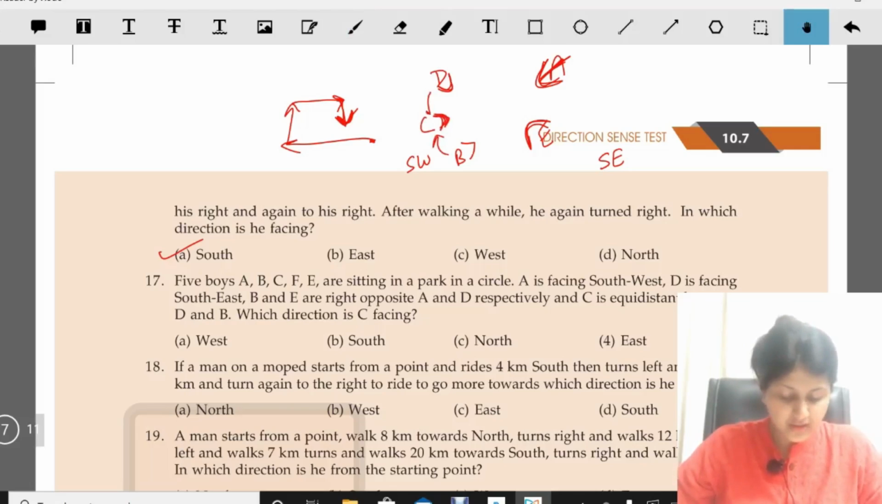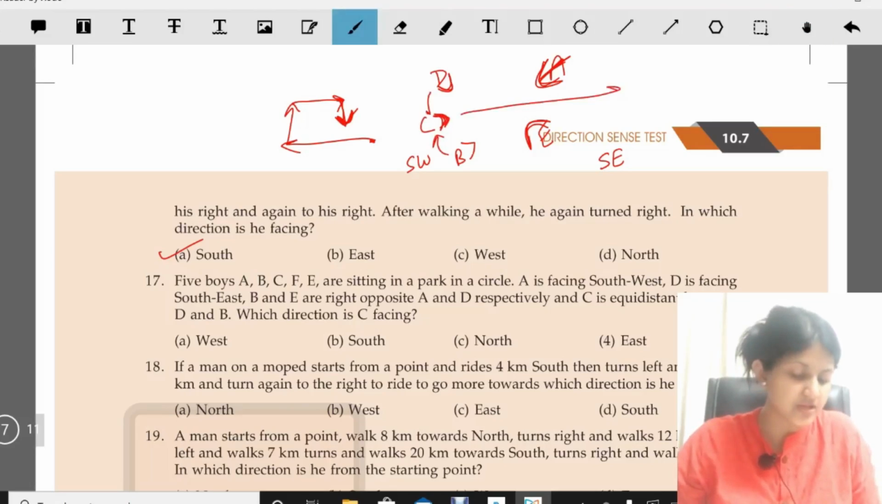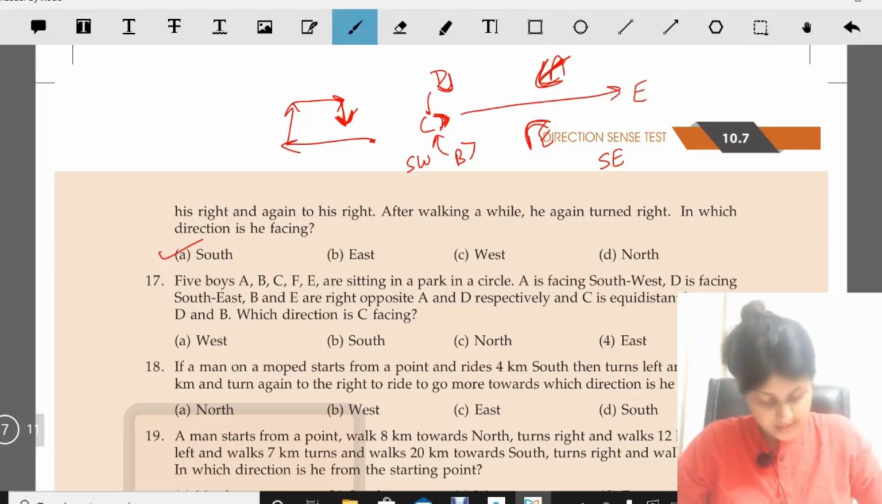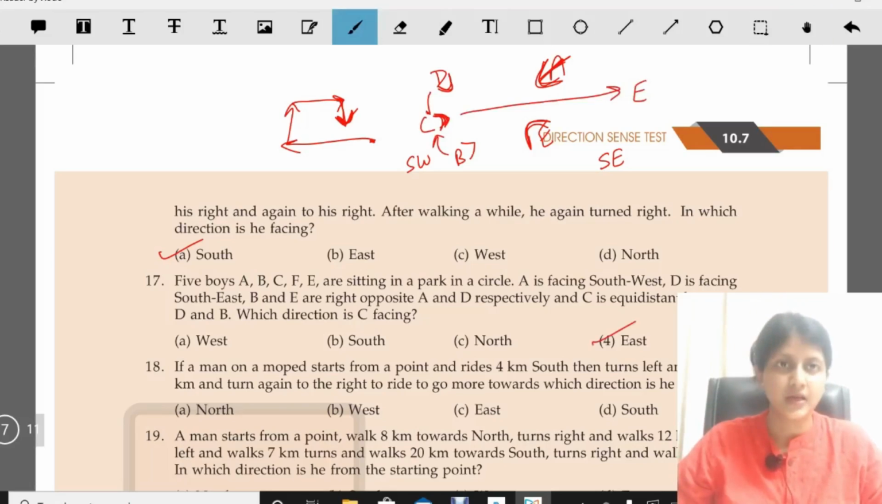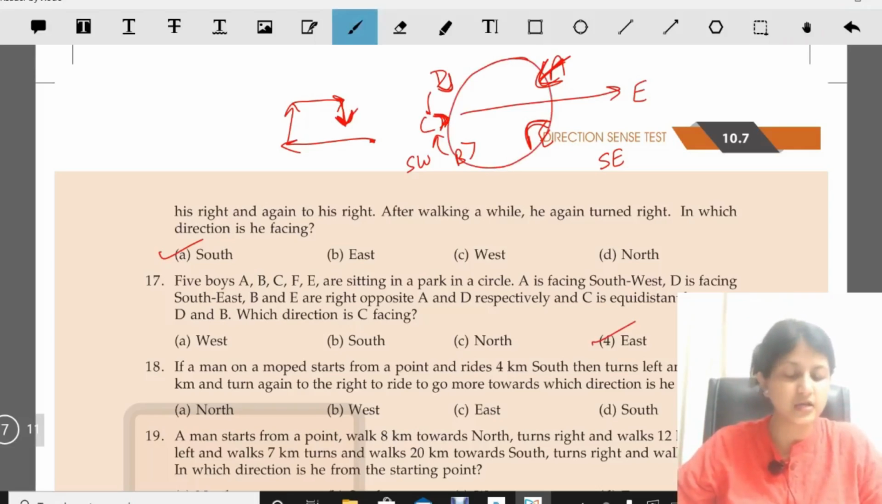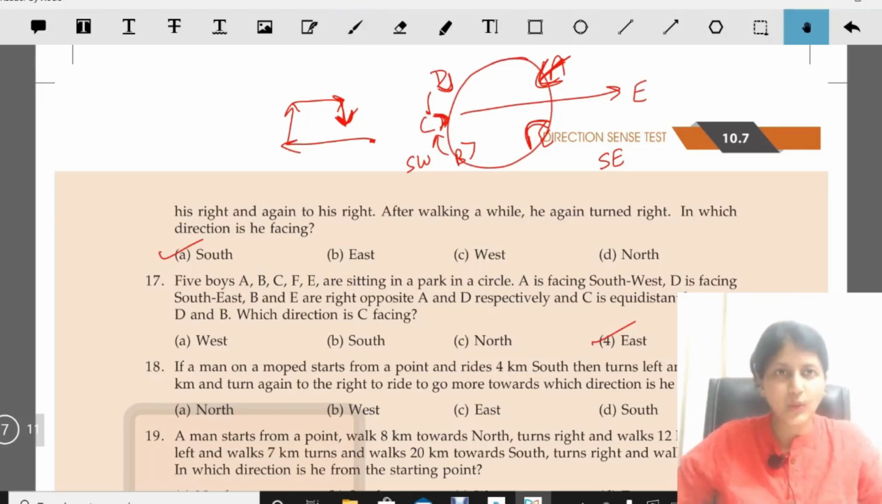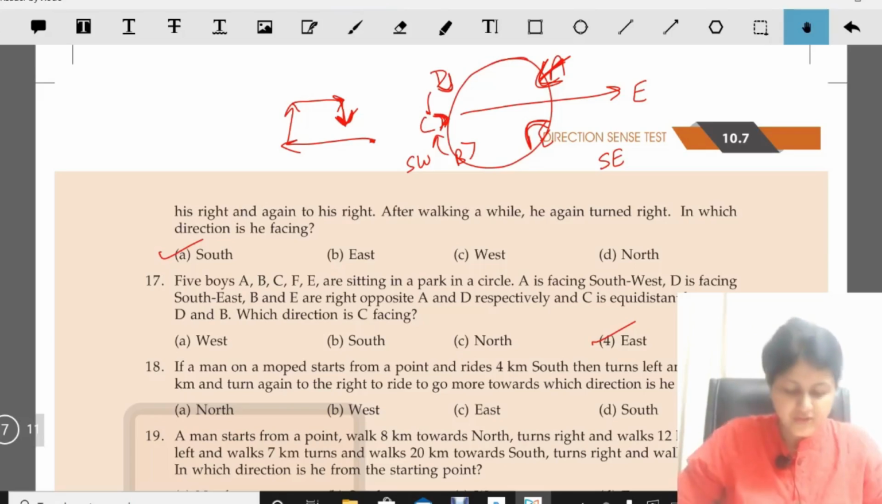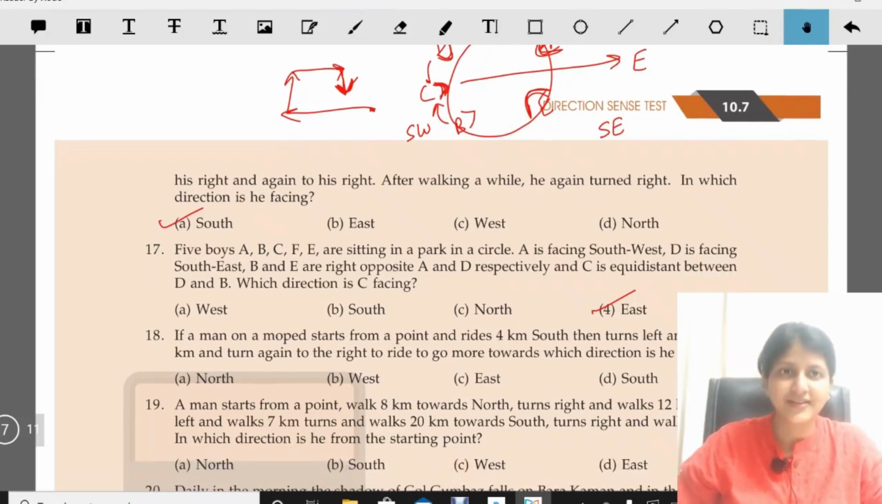Which direction is C facing? East. C is facing east. 5 people are standing in a circle and they have given the directions in which these people are standing. According to the question, we have made the diagram and C is facing in the east direction. Question number 18.